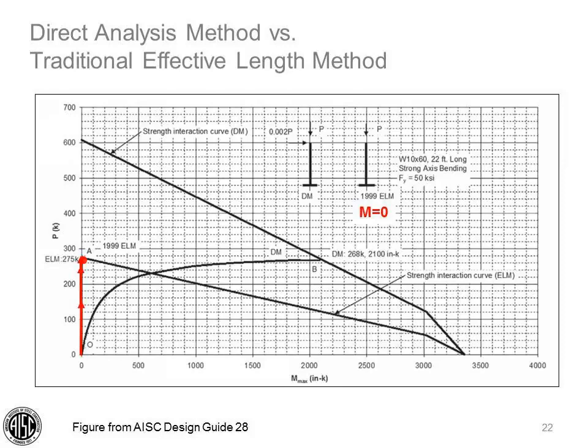The lower sloping line here is the strength interaction curve for this column using the effective length method. This is the strength interaction curve based on an effective length using k equals 2 for the cantilevered column condition.